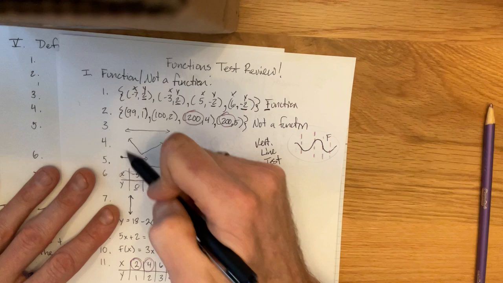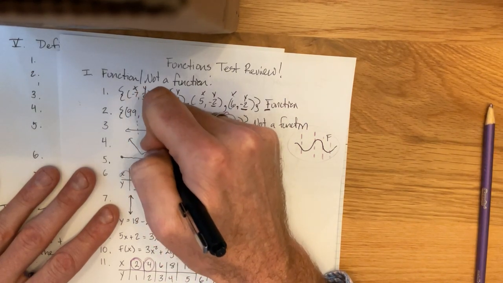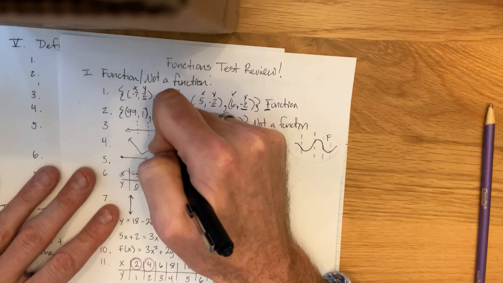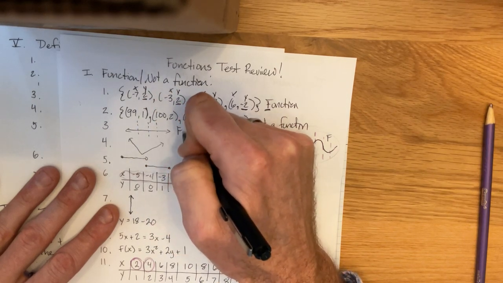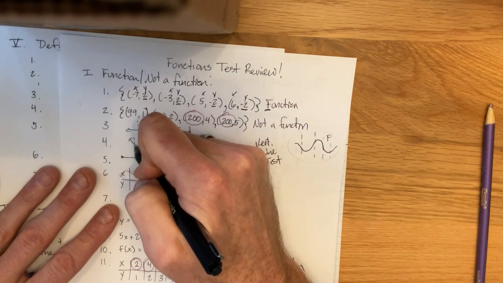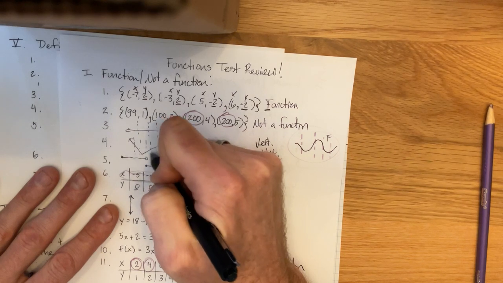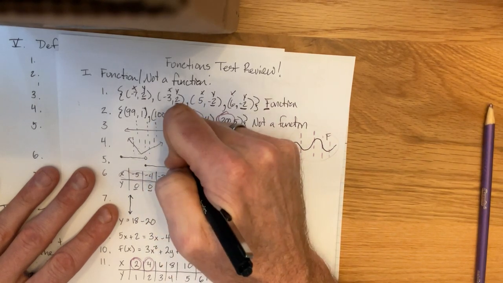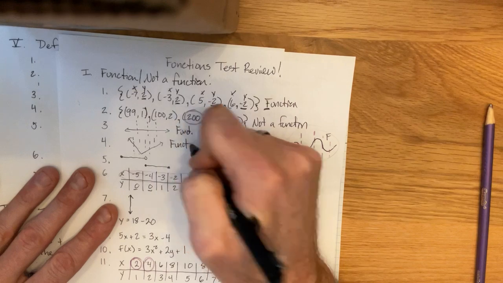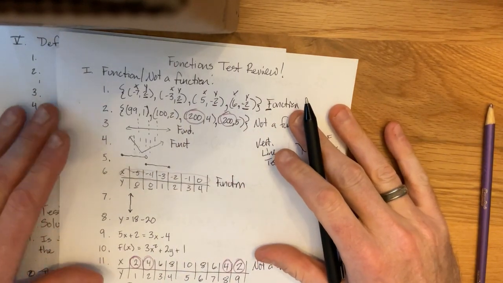Likewise, when we look at number 3, this horizontal line is going to pass the vertical line test anywhere we draw a vertical line. So this is a function. Number 4, likewise, is a function because it's going to pass the vertical line test wherever I try to draw that vertical line. Okay, I'm going to skip number 5 for just a second.